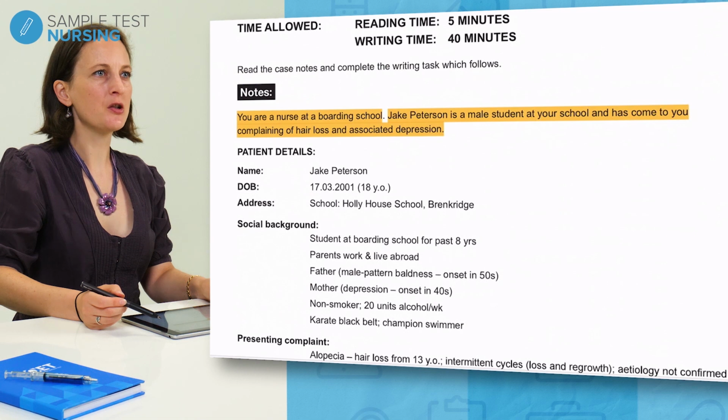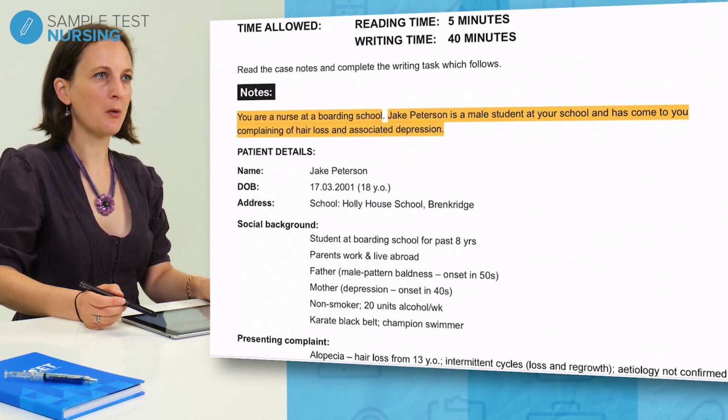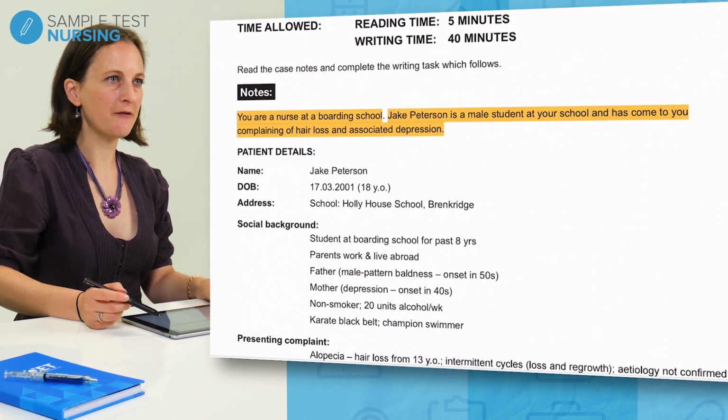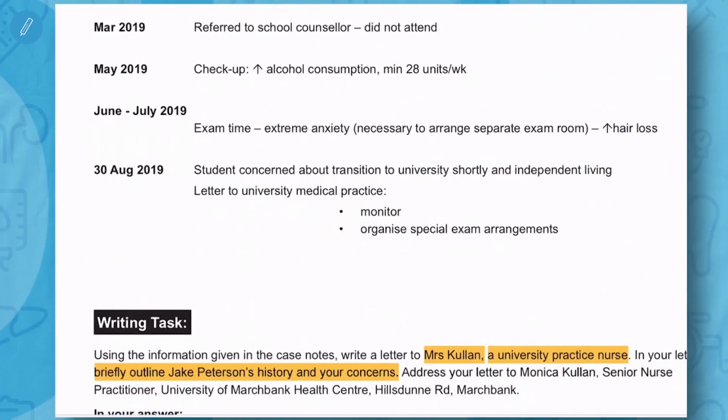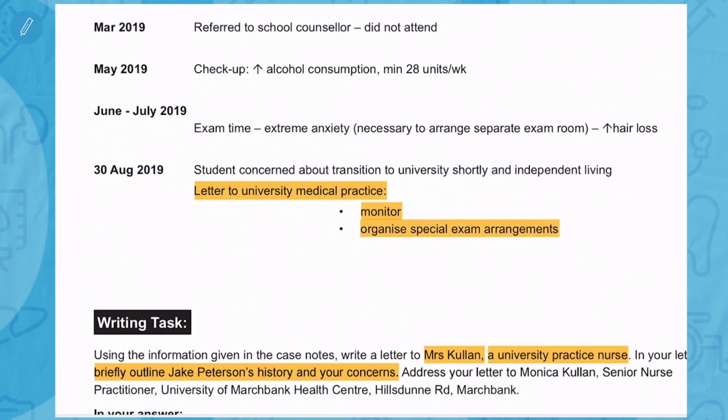So far, these 3 pieces of information haven't told me specifically what type of letter I'm writing. This is useful to know when thinking about the purpose of my letter, one of the assessment criteria. Looking again at those 2 areas of the case notes doesn't answer my question, so I look above to the most recent information about the patient and find these details at the end of the case notes. I can see I'm writing a letter to a university medical practice to monitor and organise special exam arrangements.